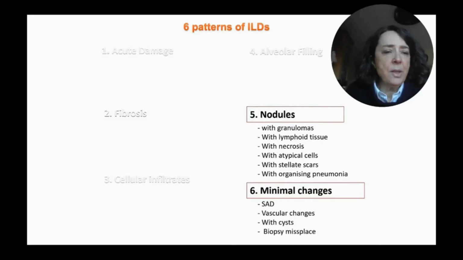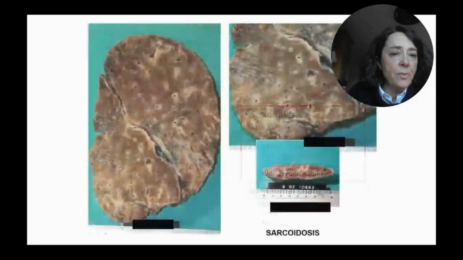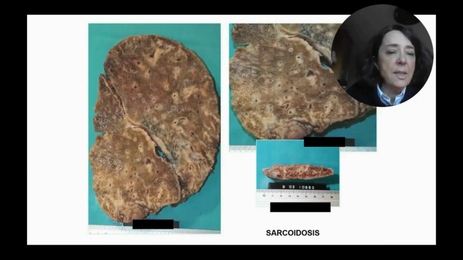Nodules. Nodules are quite frequent, and you can see a lot of types of nodules. Nodules can be seen with granulomas, with lymphoid tissue, with necrosis, with cancer, with histiocytosis, with organized pneumonia. So nodules is something that we see quite frequently. And this is an expanded lung from a sarcoidosis patient.